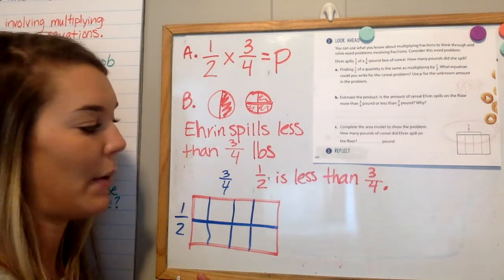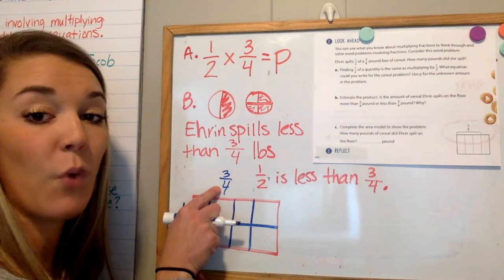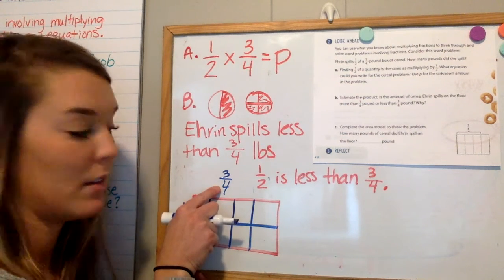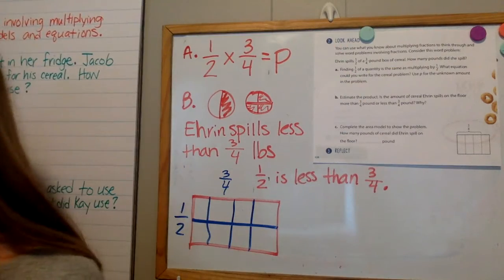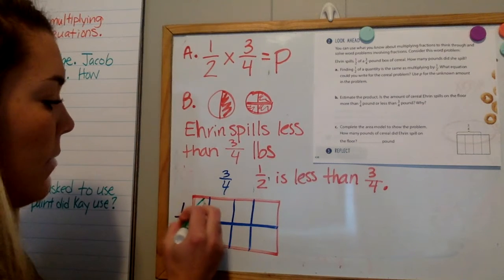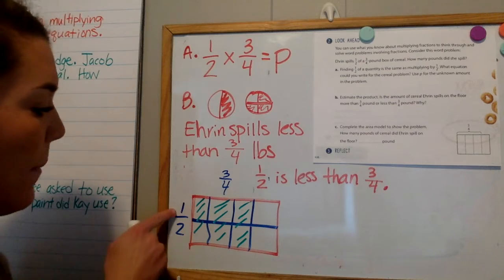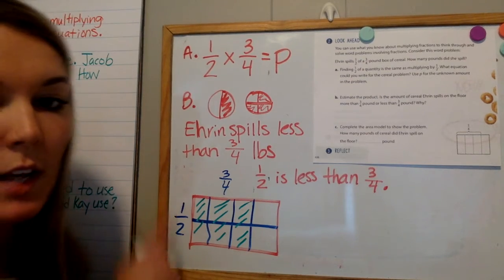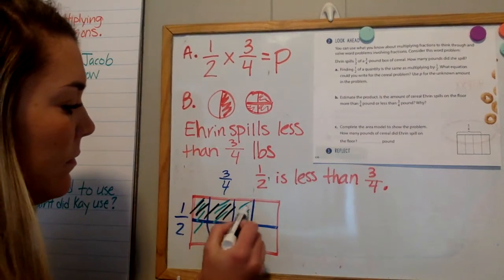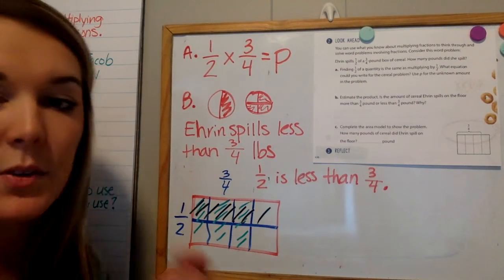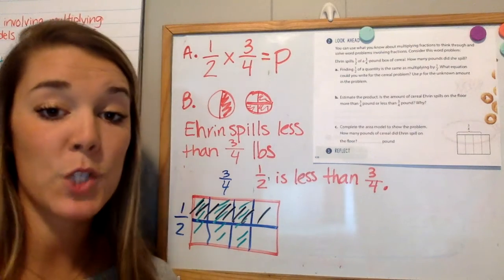Okay. Now I need to shade. How many of the 4 columns do I have to shade? I need to shade 3. Use a different color. So I'm going to shade 3 of my columns. Okay. How many of my rows do I need to shade? I only have to shade 1. Okay. So now my product is going to be the squares that have both shading.